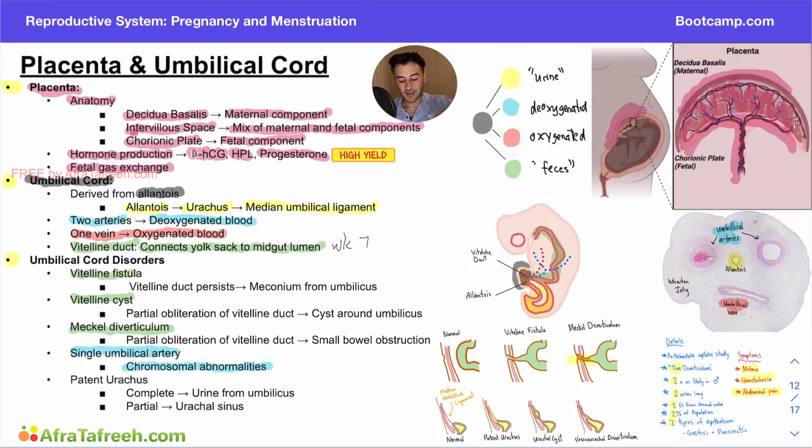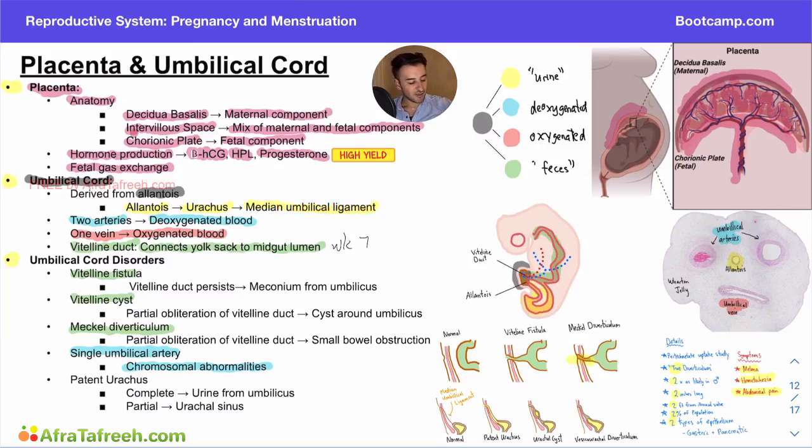So if you were to look here at our cross section, if you only saw one of these umbilical arteries, that would be in connection with a third order question. That's going to be like, what is this child at risk for? And you have to be like, chromosomal abnormalities. Got the point, moving on. So I just wanted to give you guys that.